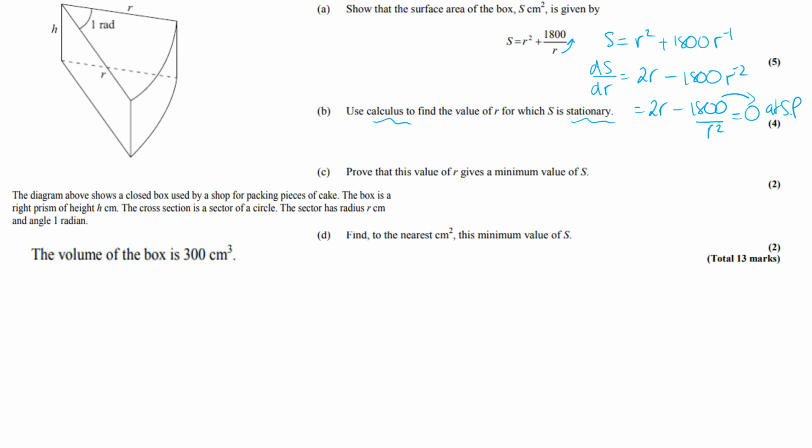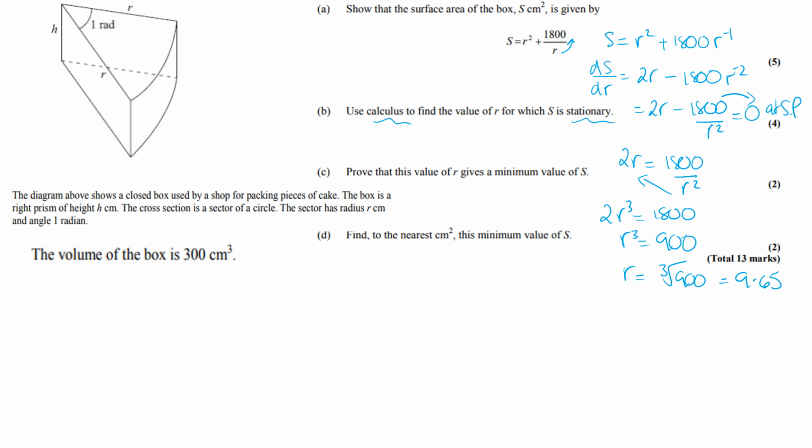So if we take the negative term to the other side, we're going to have 2r is equal to 1800 over r squared, cross multiply, 2r cubed is equal to 1800, r cubed is equal to 900, so r is equal to the cube root of 900, which is equal to 9.65 to 3SF.